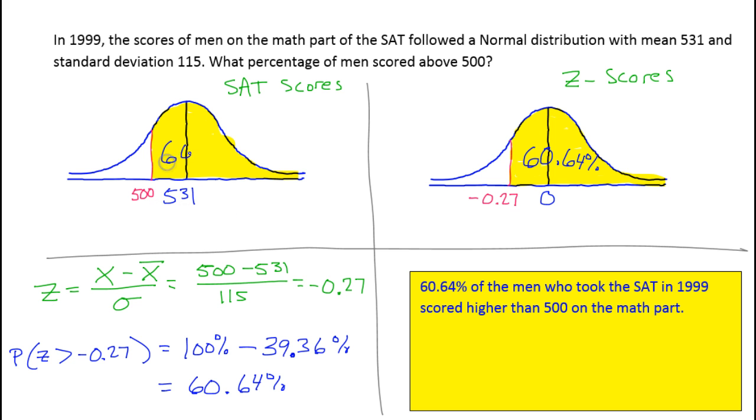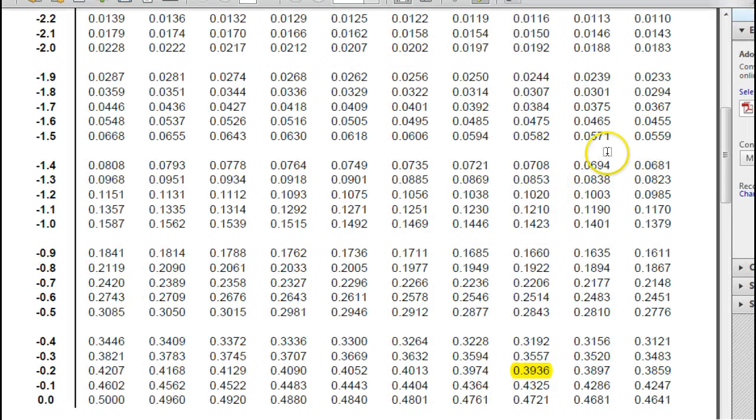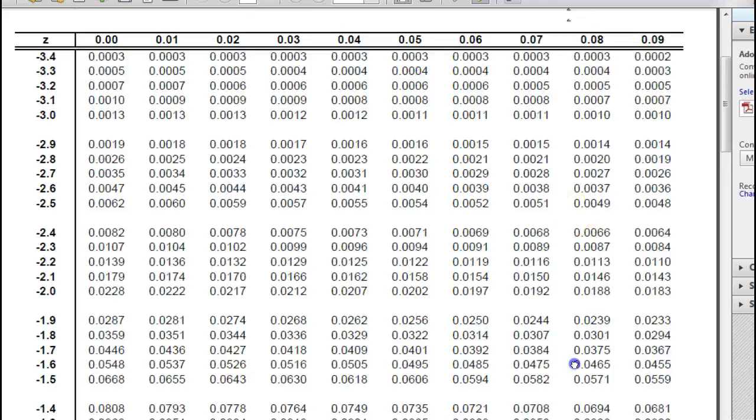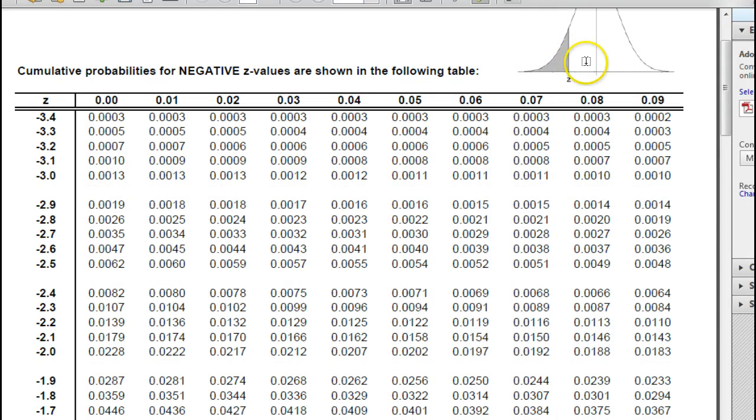So, in other words, 60.64%. So that's why I can say 60.64% of the men who took the SAT in 1999 scored higher than 500 on the math part. That's the final answer. Now, before I turn off this video, let me just mention to you that we had to subtract from 100 because we wanted the percentage to the right, but our chart only gives us percentages to the left, so we had to subtract from 100.